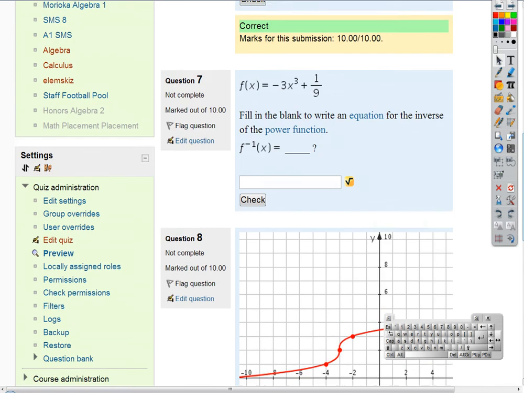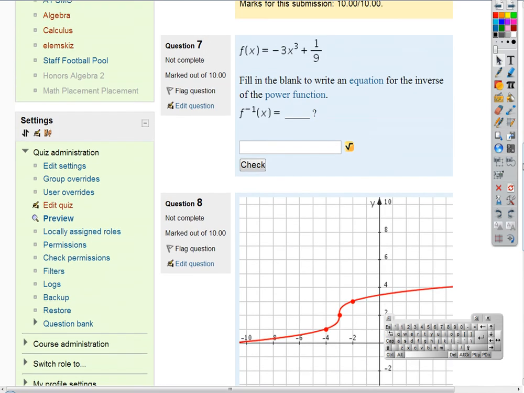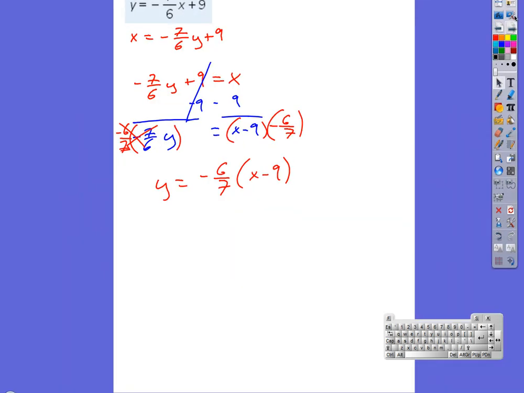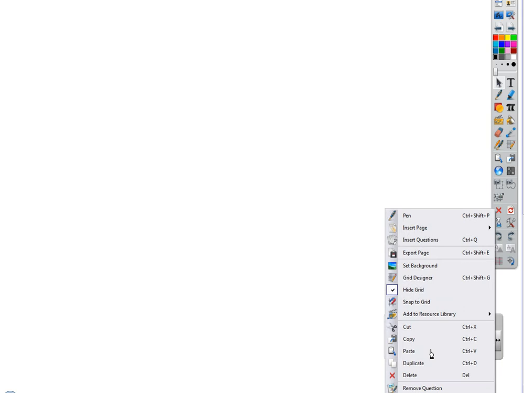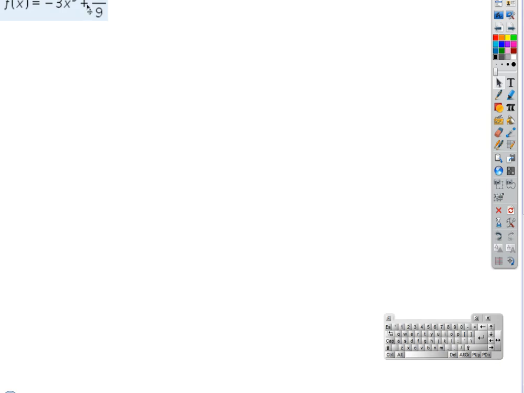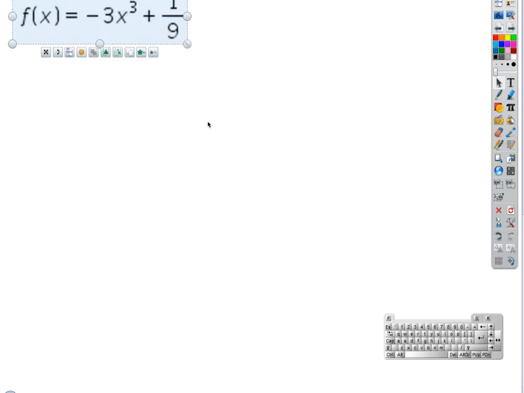Dylan. Okay, so what do I do here if I'm solving for the inverse?